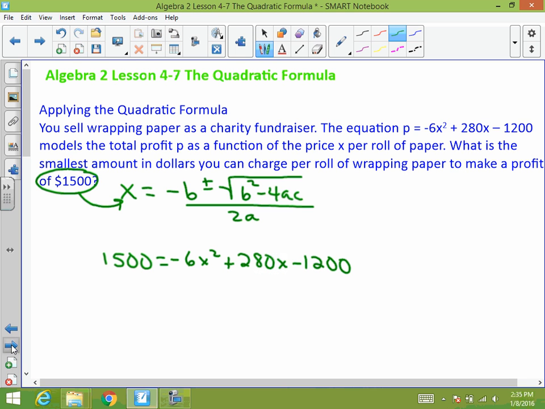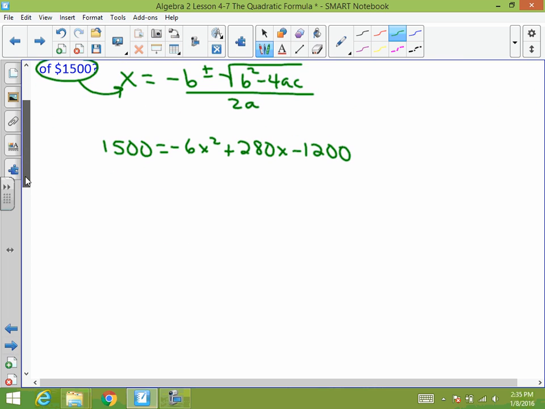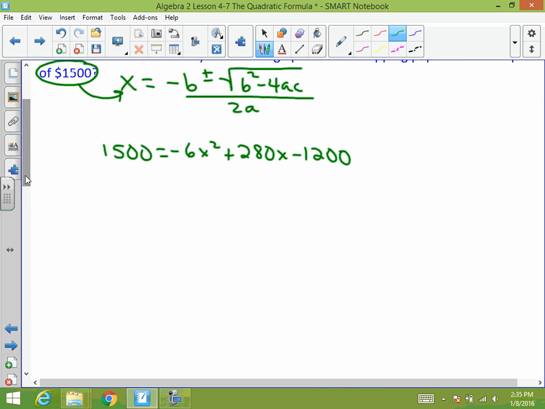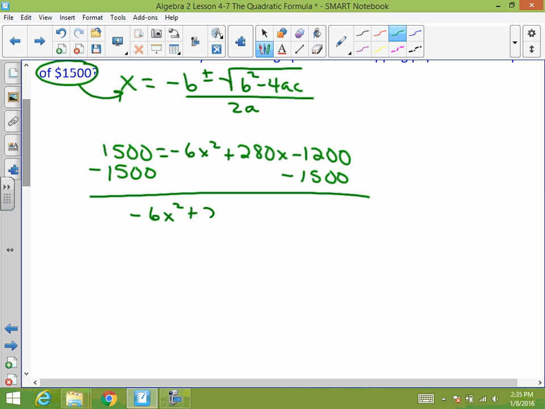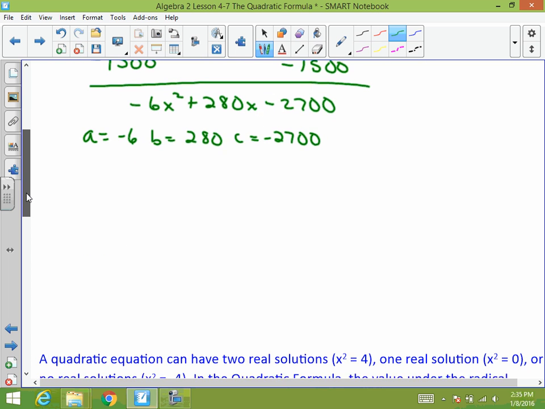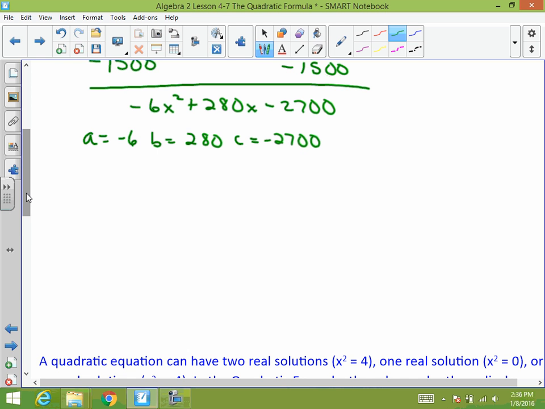So now we have it in our equation, and we need to solve for x. The first thing we need to do is subtract the 1,500. That's going to give us negative 6x squared plus 280x minus 2,700. So a is negative 6, b is 280, and c is negative 2,700. Very big numbers, which is a lot easier to put in the quadratic formula than it is to try to do by yourself.